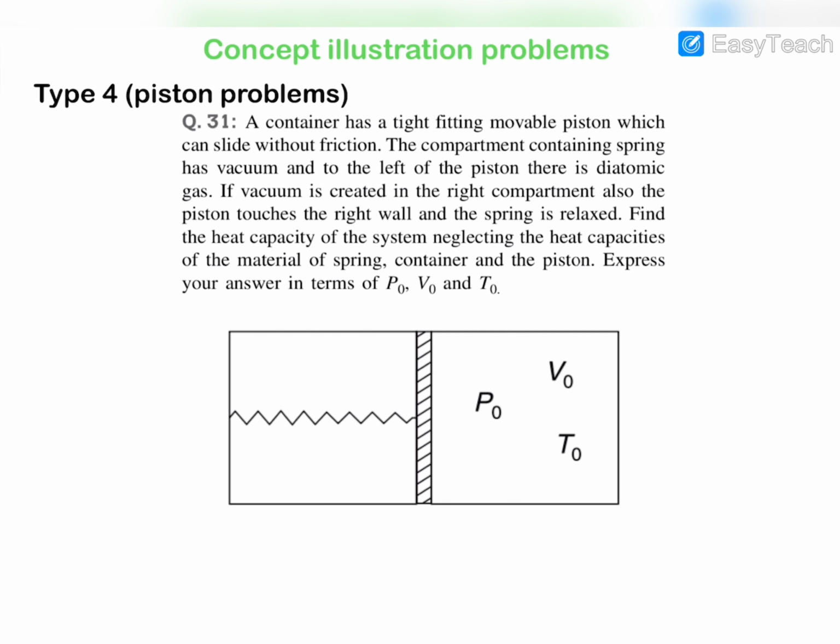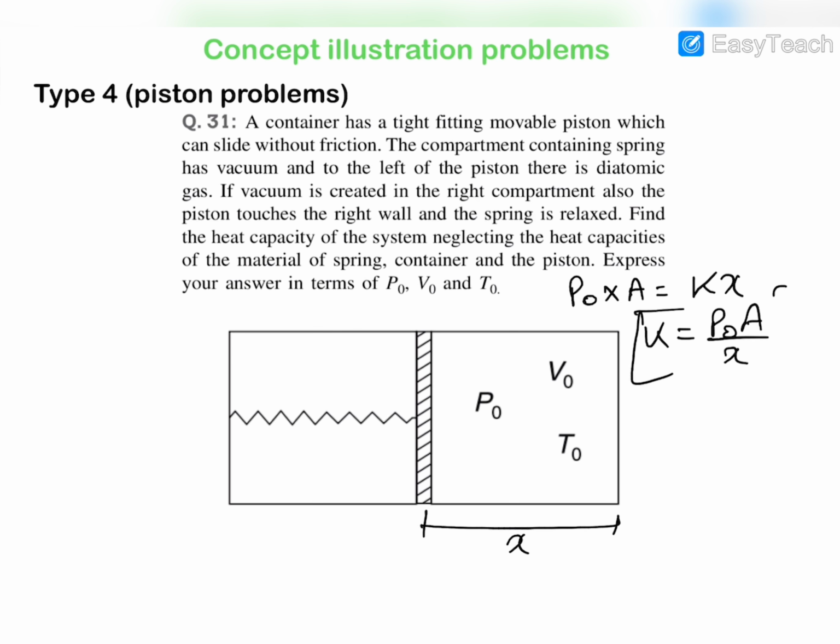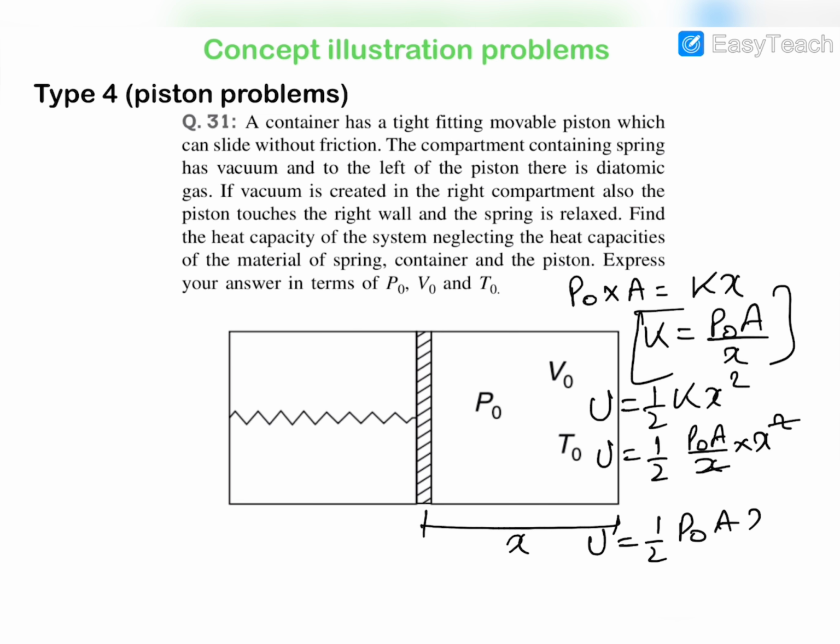Now we can easily imagine that if there was vacuum in this chamber, then the spring was relaxed, and now in this case the spring is compressed by a distance of x, and we can say that P0 into area will be equal to kx. So the value of k will be equal to P0 a by x, and the energy stored in the spring is half k x square. So U will be half k, which is P0 a by x, and x square is this. So U will be equal to half P0 a into x.